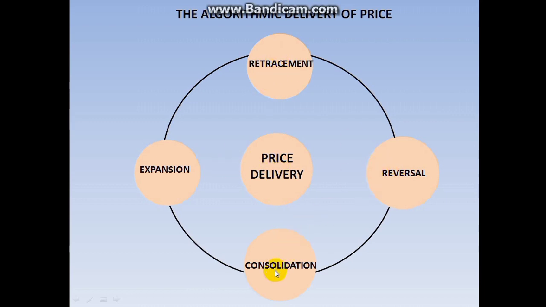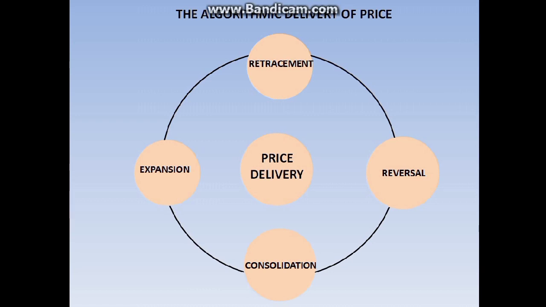So once there's a consolidation, there's going to be an expansion. Then from expansion, we're going to have a retracement or reversal. This is how price is being delivered on a daily basis. It starts from consolidation, then expansion, then likely moves to a retracement or a reversal. Once we have consolidation, the next phase we anticipate is expansion. Once we have expansion, it moves to retracement or reversal. That is how price is being delivered on a day-to-day basis.